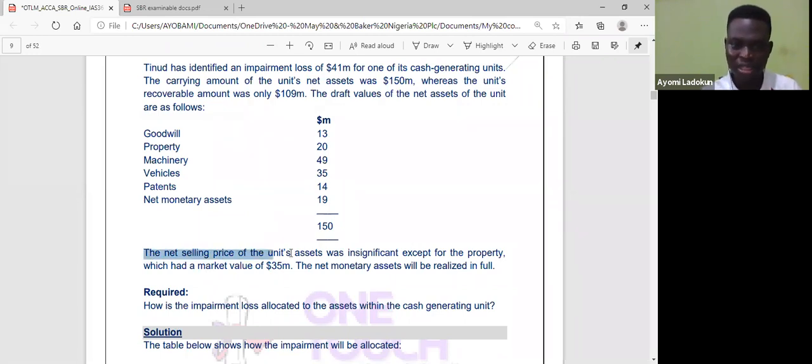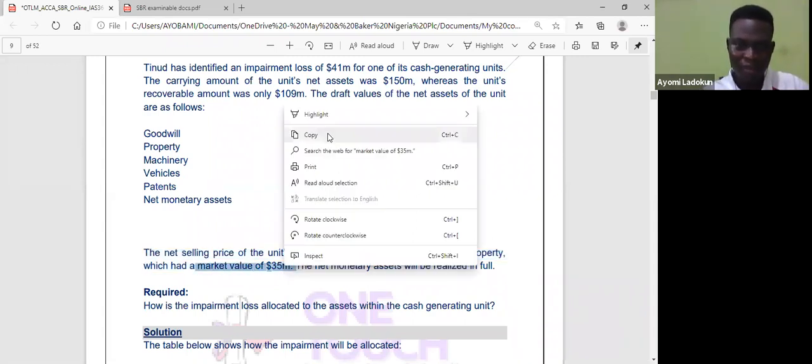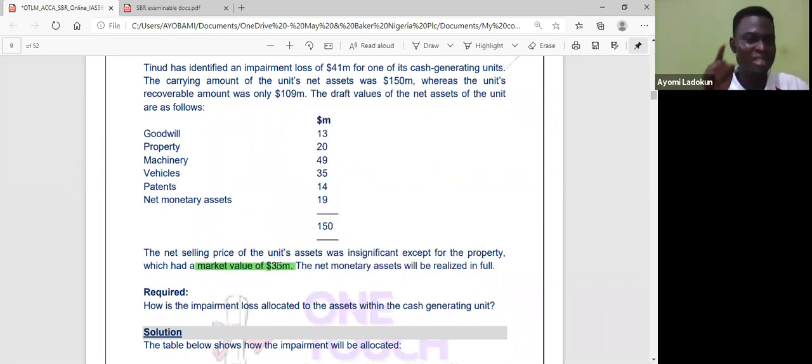Here it said the net selling price of the unit's assets was insignificant, except for property, which had a market value of 35. Can you see? Property had a market value of 35. My class, is property impaired? Grab your keypads and answer me in the chat room. Property, is it impaired? I'm waiting. Please go to the chat room and answer.